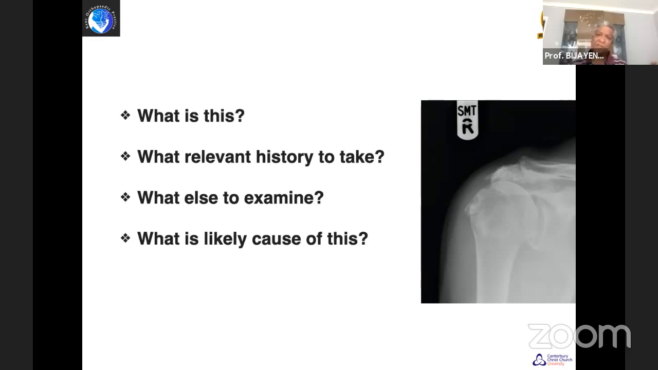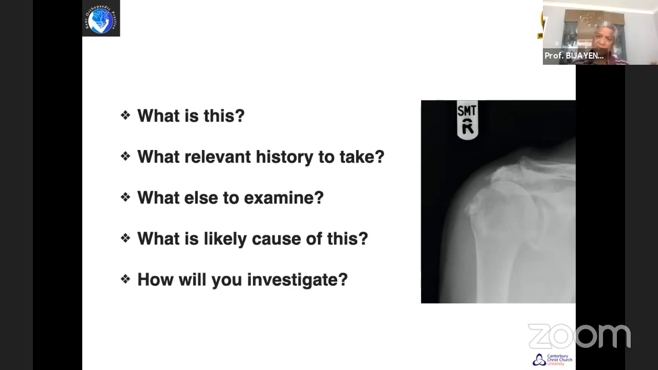the humeral head is pushed against the acromion, and you may eventually see thinning of the acromion, often called the acetabularization of the glenoid along with the acromion.